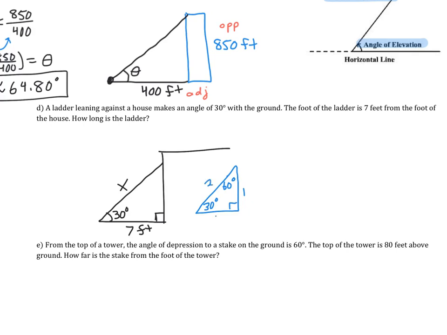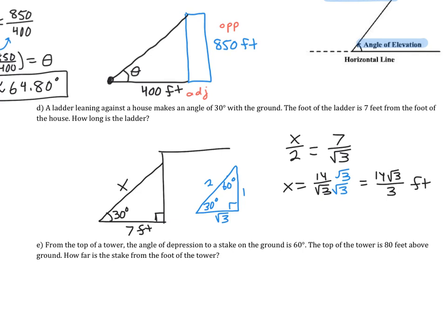So it's always 1, 2, square root of 3. Remember, 1 is always opposite 30, and 2 is always our hypotenuse. And now we can match up the corresponding parts. So x goes with 2. X over 2 equals 7 over root 3. And then if you multiply both sides by 2, you get x equals 14 root 3, which we could rationalize, giving us 14 root 3 over 3 feet.